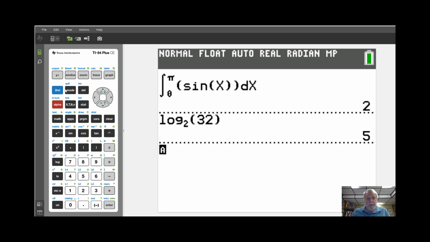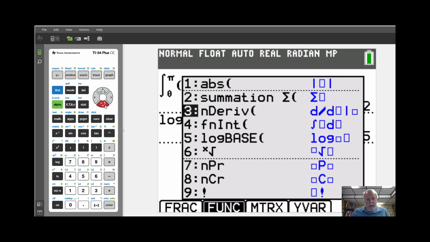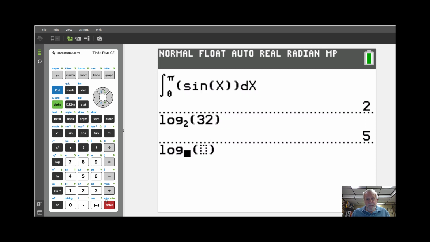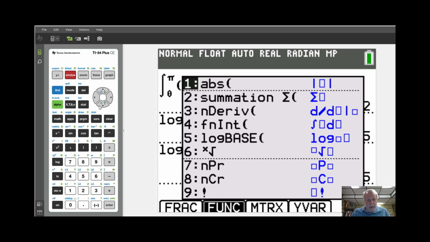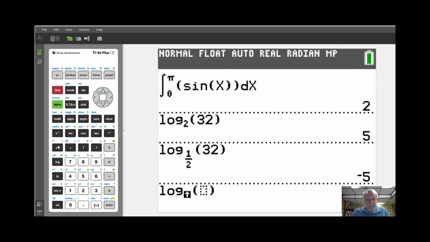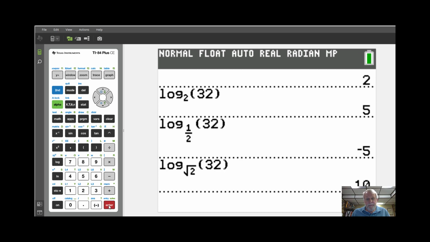You can also do logs to bases of fractions. So I can also do alpha x, get a fraction template in there, and find the log to the base 1/2 of 32. That's -5, and I can even do logs to an irrational base, like the square root of 2. And that should be 10. So press pause if I went too fast for you.